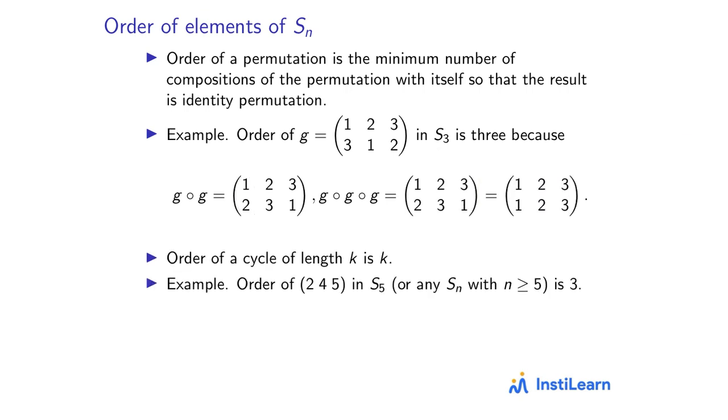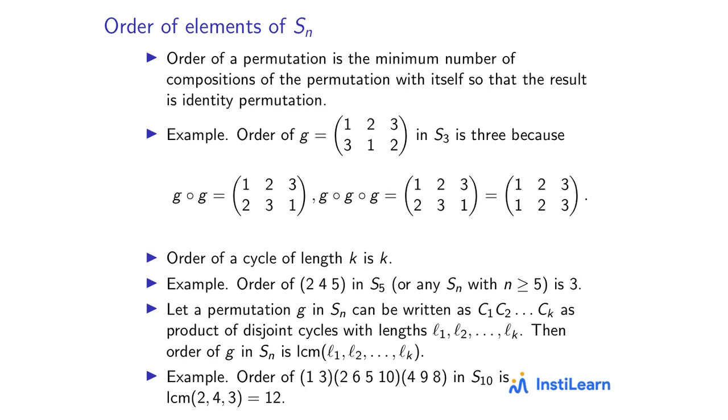So it is not very hard to see that the order of a cycle of length k is k. So for example, if you take this 3 cycle, that is a cycle of length 3 in S5, its order is 3. So 2, 4, 5, if you compose it 3 times, it will be the identity permutation, that is 1 is going to 1, 2 is 2 and 5 is to 5. So now we know that the order of a cycle is its length.